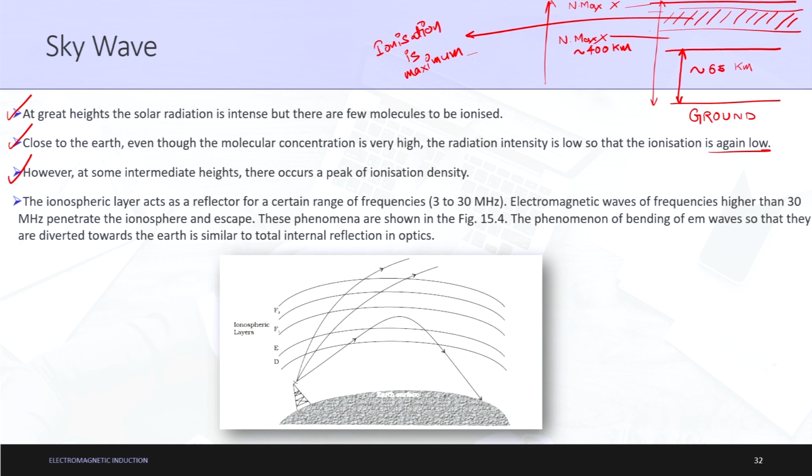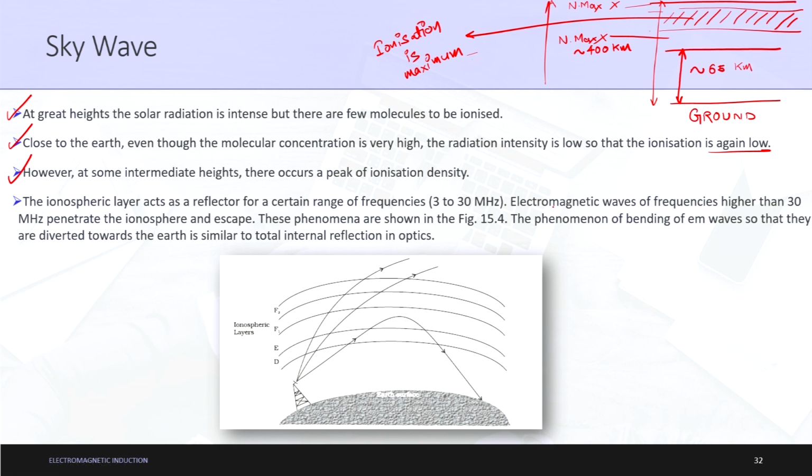Final point for this lecture: the ionospheric layer acts as a reflector for a certain range of frequencies, that is 3 to 30 megahertz. What is the use of a reflector? A reflector will be used for passage of information from point A to point B using reflection. So if I use a signal which has a frequency of 3 to 30 megahertz, then the ionosphere can be used as a reflector.